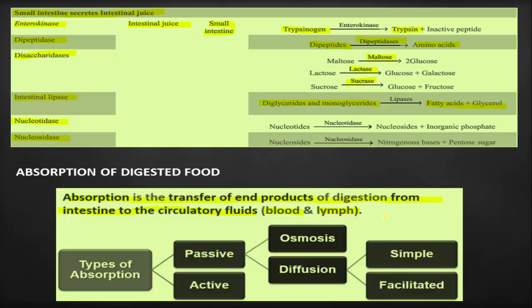They are transferred from the intestine, because in the small intestine only the complete digestion takes place. From the small intestine, all these digested products are transported to the circulatory fluids to supply to each and every cell of the body, and this is carried out by blood and lymph. In what way does this transportation of the end products of digestion occur? The absorption occurs by two different methods.